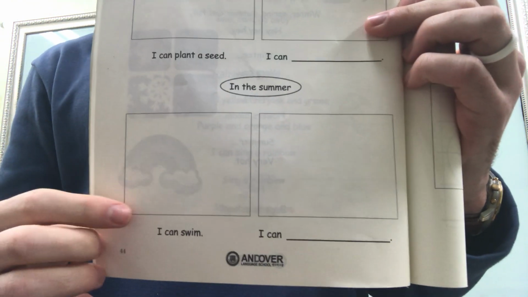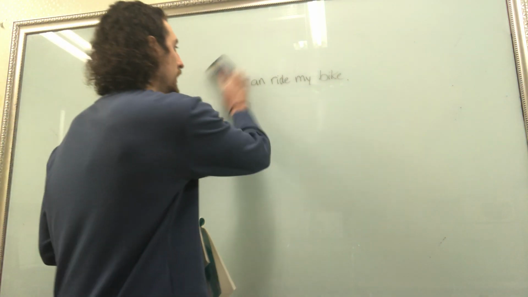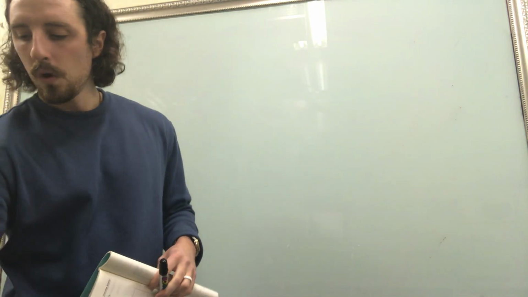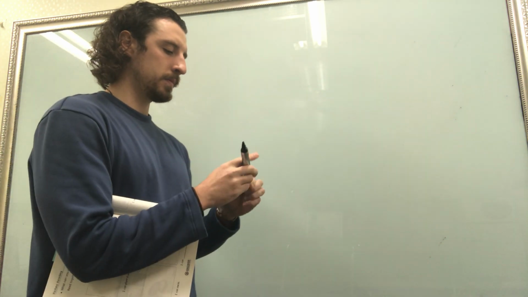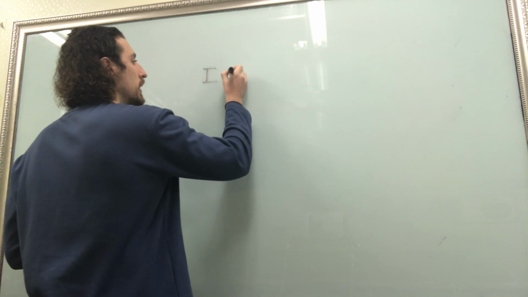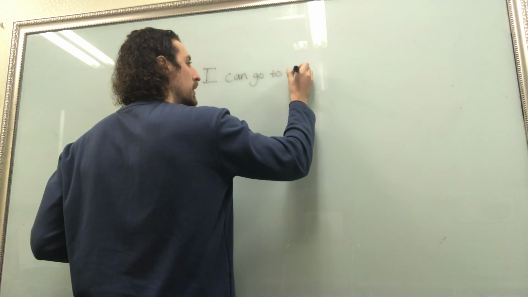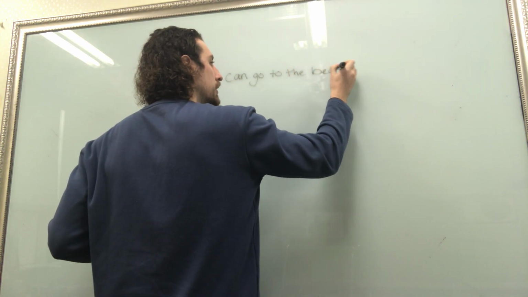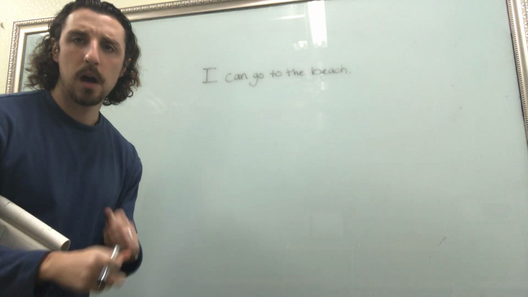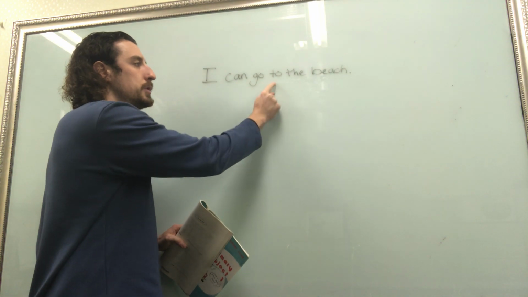So, let's do summer. In the summer, I can swim, and let's write another thing that we can do in the summer. So in the summer, we can go swimming, right? Or how about we say, we can go to the beach. So I can go to the beach. Okay, can we see that? Yeah, we can see that. All right, so I can go to the beach.